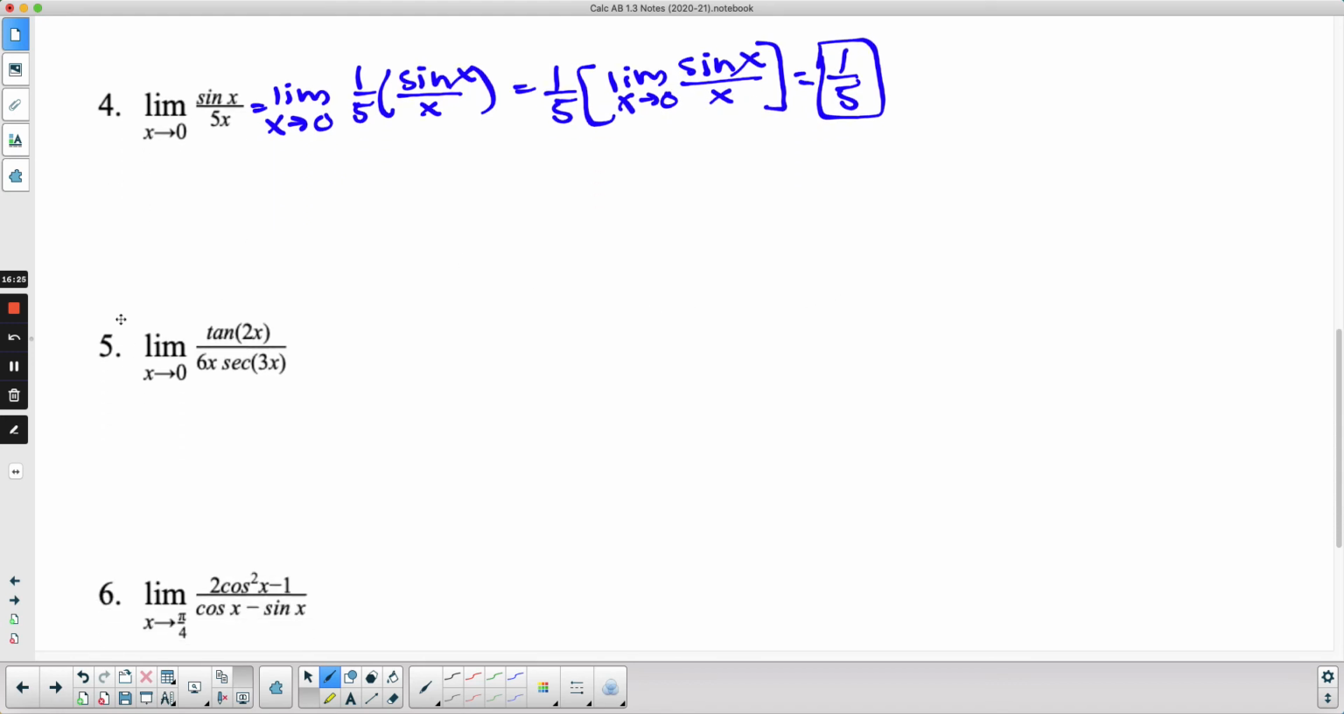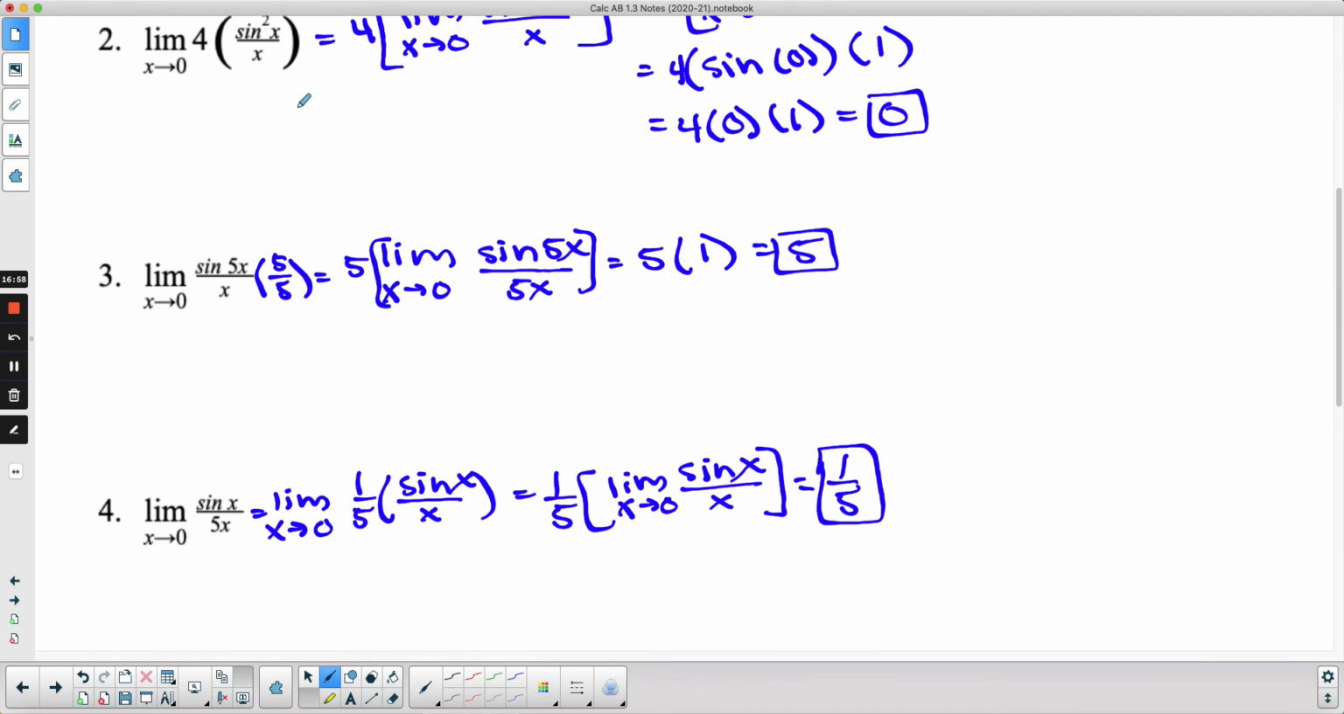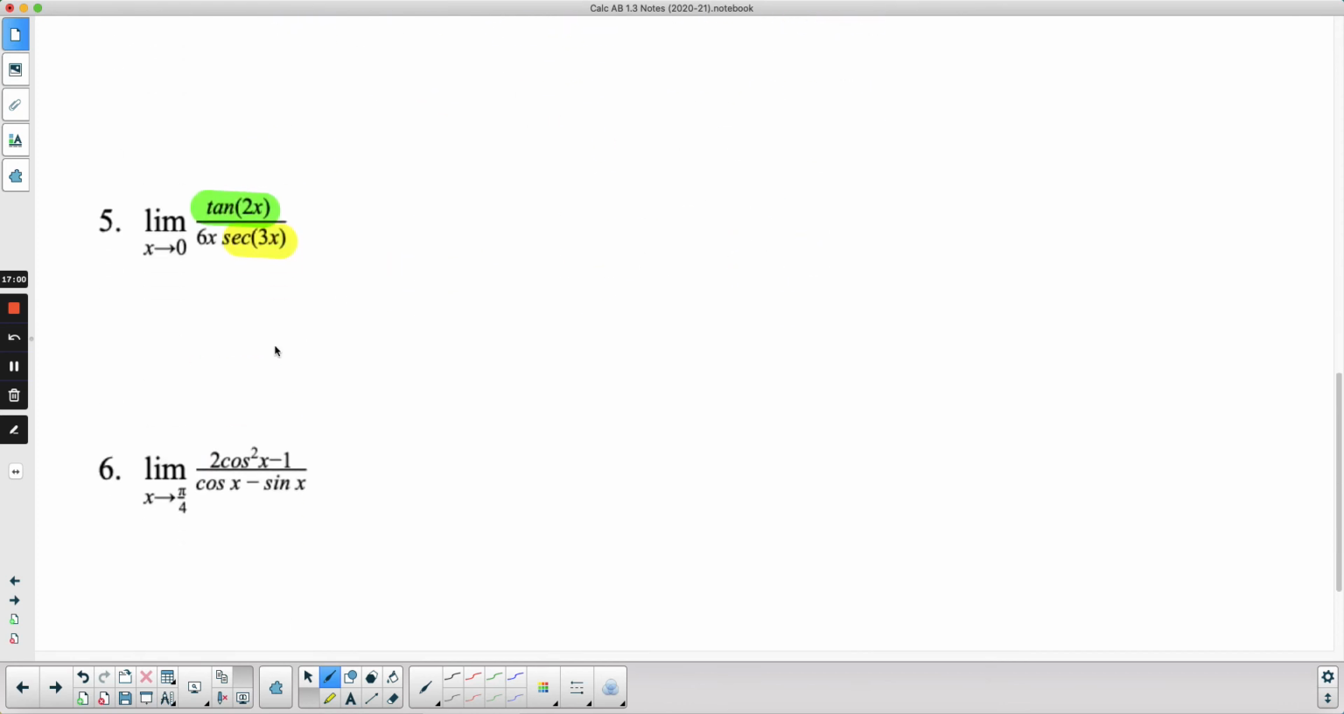All right, now number 5, we're still going to use the same idea, but now this brings in some of our properties of trig. So tangent of 2x and secant of 3x. We're going to want to rewrite these in terms of sine and cosine. I think that's going to be the most helpful because we know two special limits involving sine and cosine. So if we can get part of it to look like one of our special trig limits, then we can probably make it work. So let's rewrite these out.